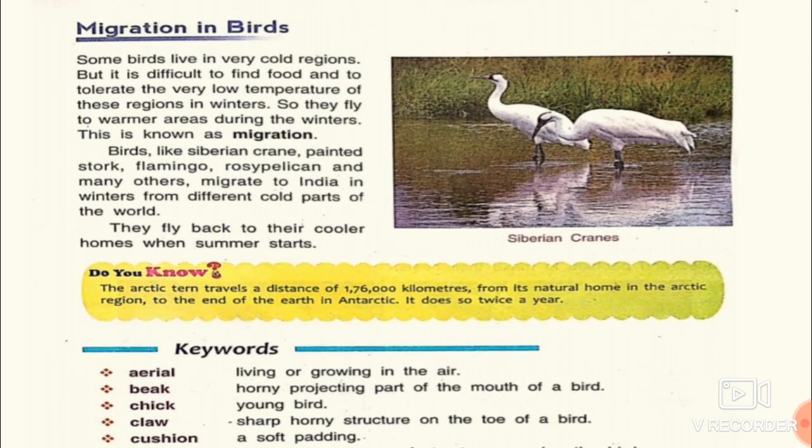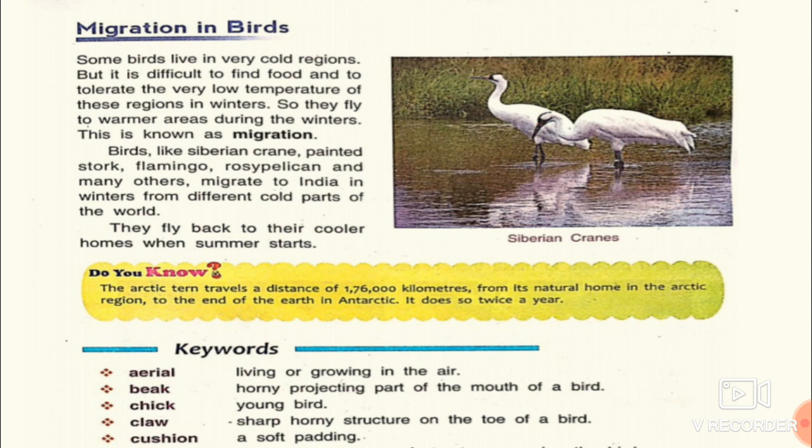You can see in this picture the Siberian crane. The Siberian crane is a migratory bird, and some other examples are the crane, painted stork, flamingo, rosy pelican, and many others. These birds migrate to India in winters from different cold parts of the world, and they fly back to their cooler homes when summer starts. That means when the conditions become favorable, they fly back to their home.